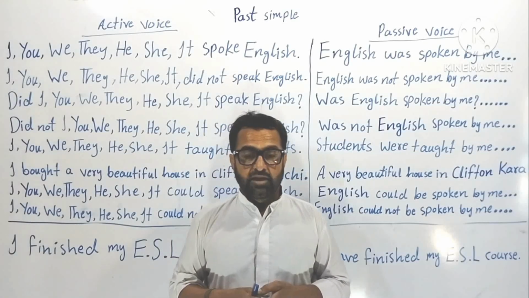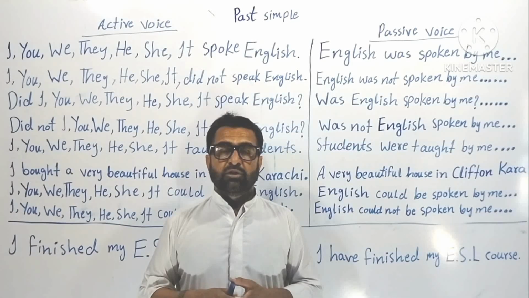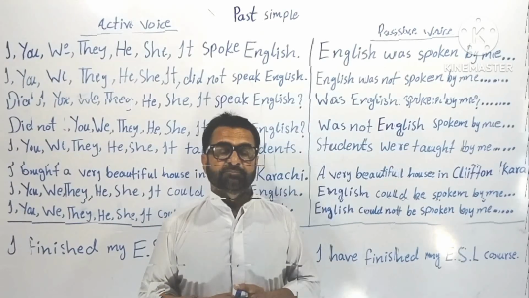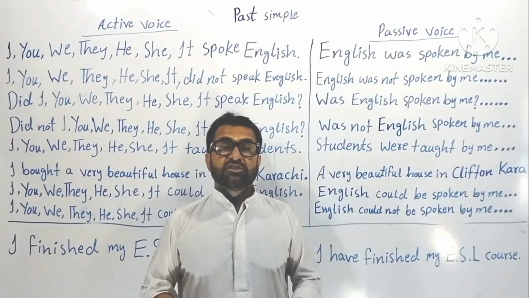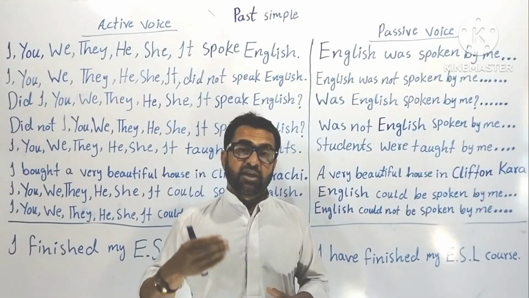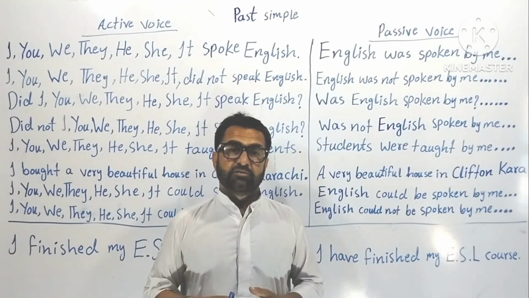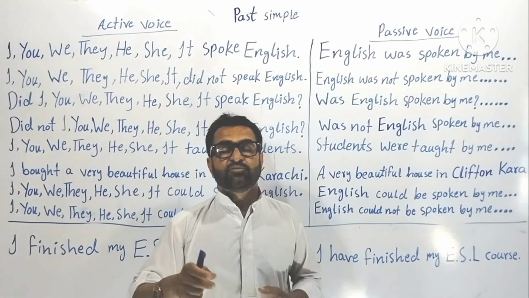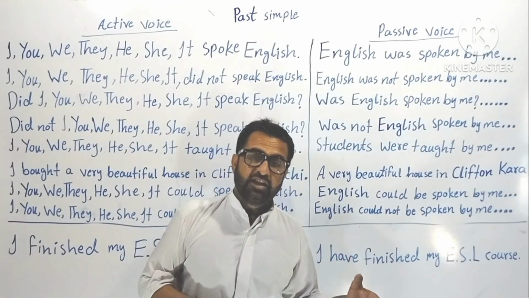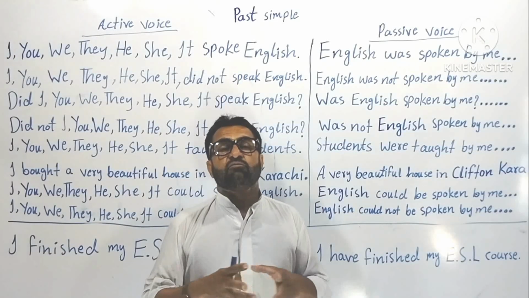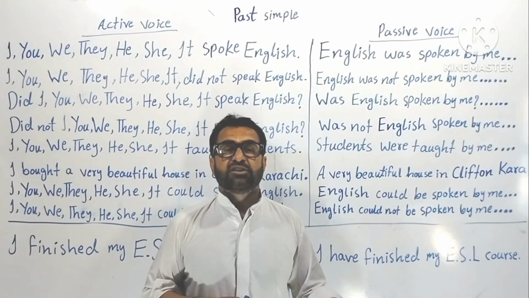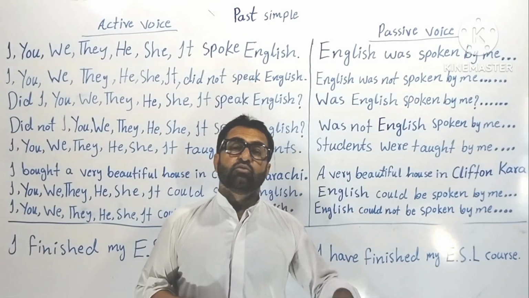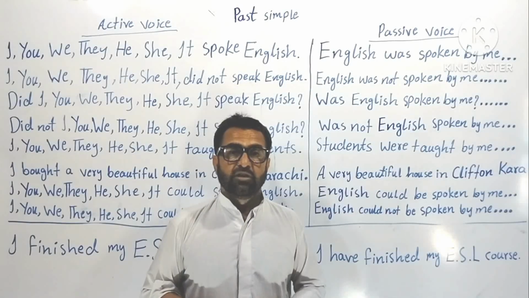Understood? Now let's learn a little bit about what a transitive and what an intransitive verb is. A transitive verb is a verb that takes a direct object. But on the other hand, an intransitive verb is a verb that does not take a direct object. It can take one, but through a preposition. Let's give you some examples.